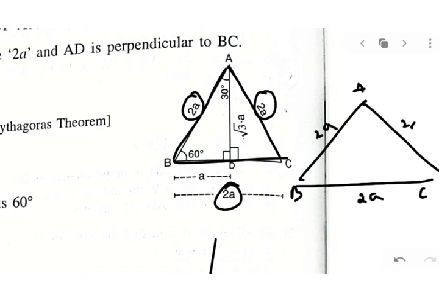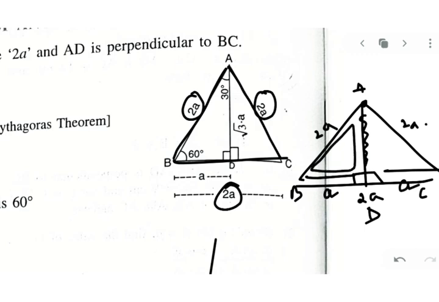And do you know that if I am drawing a perpendicular from the vertex angle to the base, it will divide the base in two equal halves. So this will be a, this will be a. That is clear? Okay. Now we have to find AD. How will we find AD? I'll go with Pythagoras. Once I go with Pythagoras, I'll get AD as root 3a.